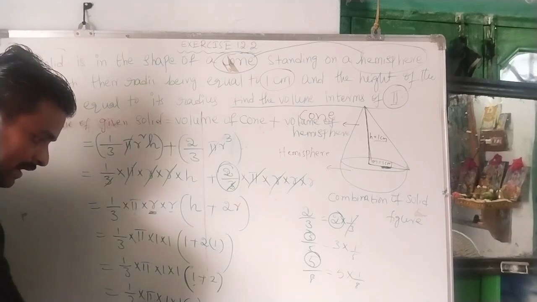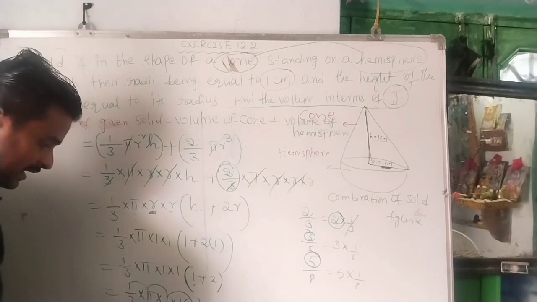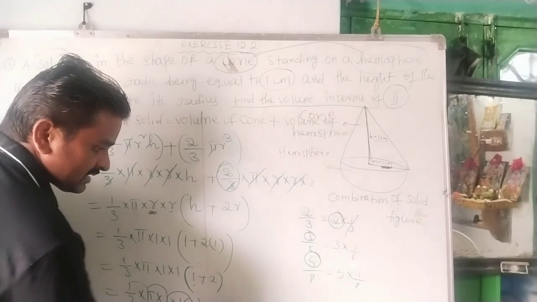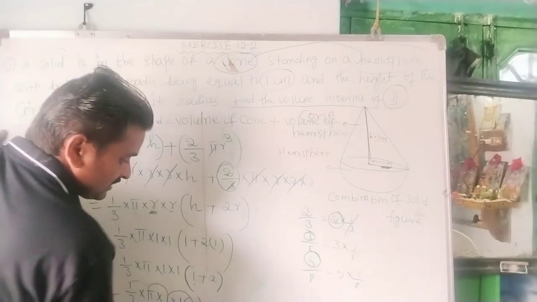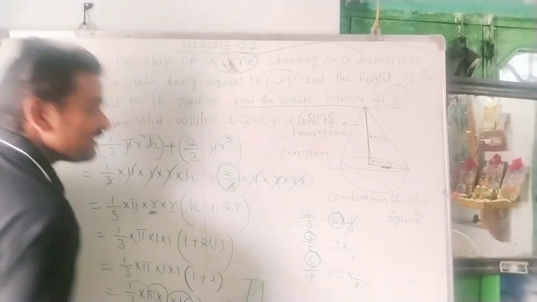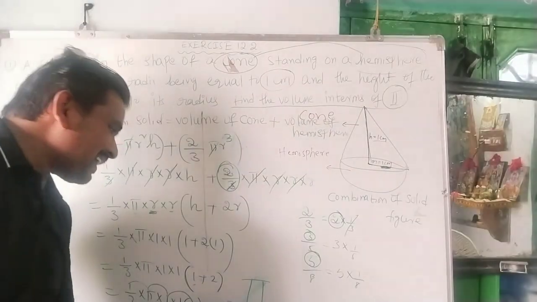Write by 1, by 1, by 1. 1 into pi, pi. Pi into 1, pi. Pi into 3, 3 pi. By 3 ones are 3. 3 pi by 3, the 3s cancel. So what is the answer? The answer is also pi. So what is the volume of the given solid? The volume of the given solid is also pi.